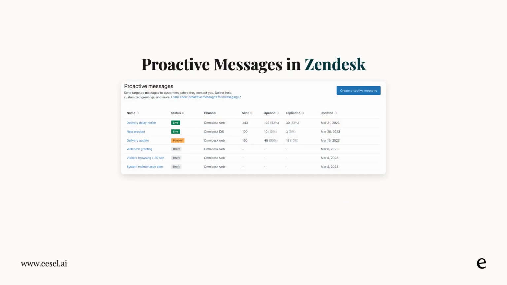Zendesk proactive messaging watches visitor behavior and fires a message automatically when your conditions are met. The admin page gives you a clear view of how many messages were sent, opened, and replied to across every active campaign. You can run up to 140 messages per account across web and mobile channels.